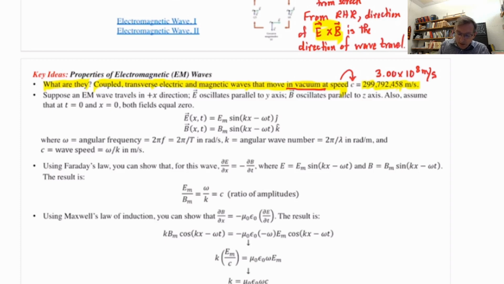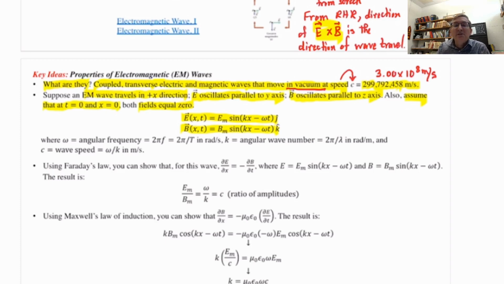All right, let's suppose that we have an electromagnetic wave traveling in the plus x direction, with the electric field oscillating parallel to the y-axis, the magnetic field oscillating parallel to the z-axis. And we're also going to assume that at time 0 and at the origin, both fields are 0. What is then the equation of such a sinusoidal electromagnetic wave? It's both of these formulas right here, because they're sinusoidal, traveling waves, traveling in the plus x direction.